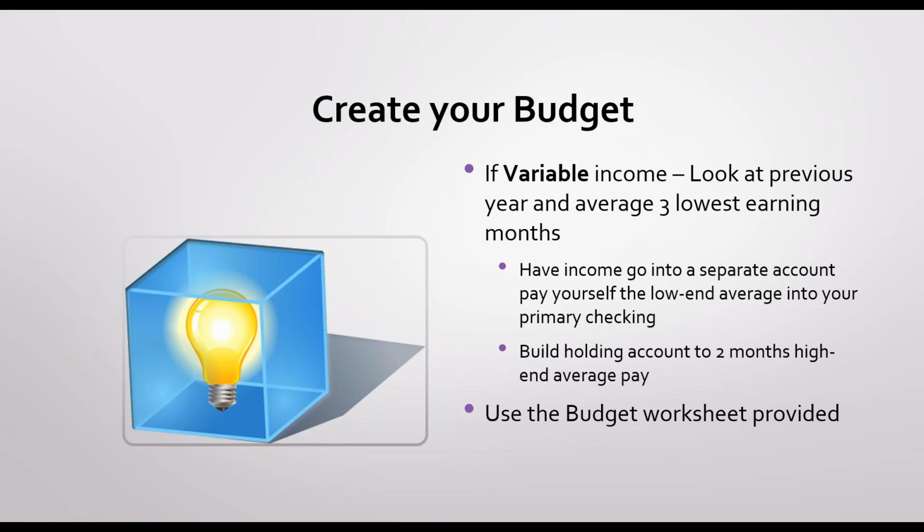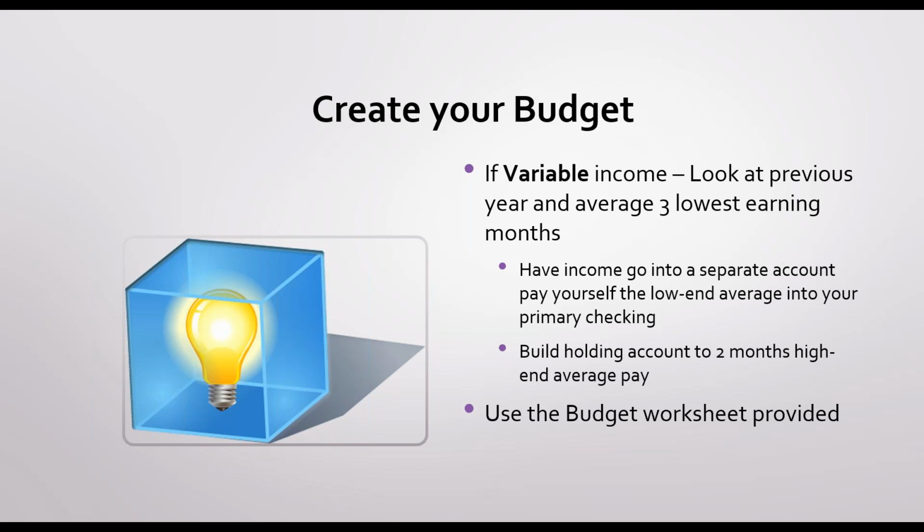You're going to have that income go into a separate account to pay yourself on the low end. And so usually what I recommend is you'll have, for example, a business account or a separate checking where all of your income streams into, and then you pay yourself from that account into your bills account, where you budget from. So I just like to point this out in case we have anyone on the call that does have variable income.